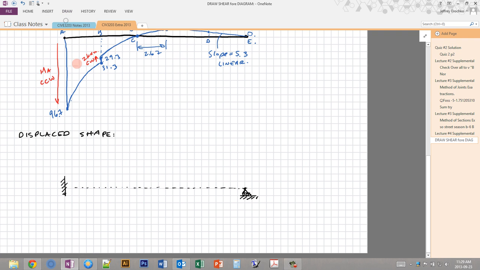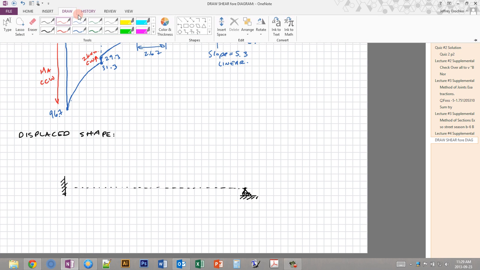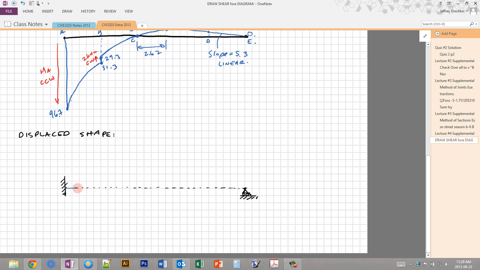Let me draw it in a different color. We know that we need to have zero slope at the fixed end. So the fixed end has to be 90 degrees. We know that. Also, we know that the deflection has to be equal to 0 at the pin, because the pin can't move up and down. So we know our beam has to end up here.